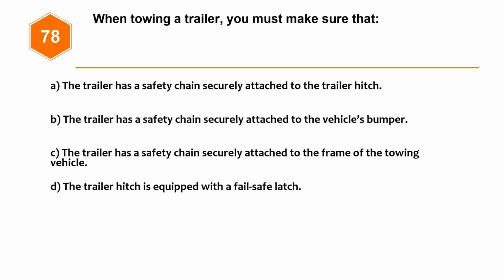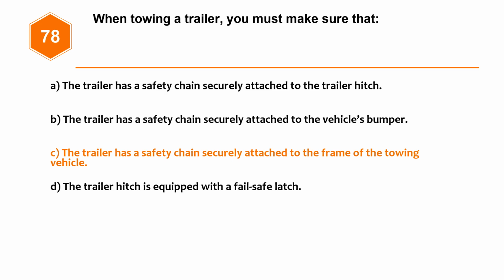Question 78. When towing a trailer, you must make sure that Option A, the trailer has a safety chain securely attached to the trailer hitch. Option B, the trailer has a safety chain securely attached to the vehicle's bumper. Option C, the trailer has a safety chain securely attached to the frame of the towing vehicle. Option D, the trailer hitch is equipped with a fail-safe latch.